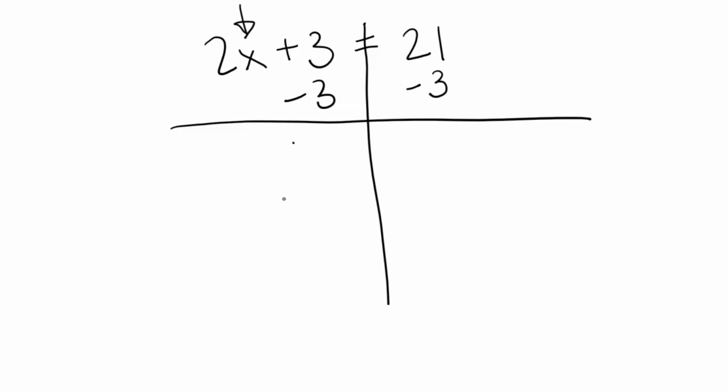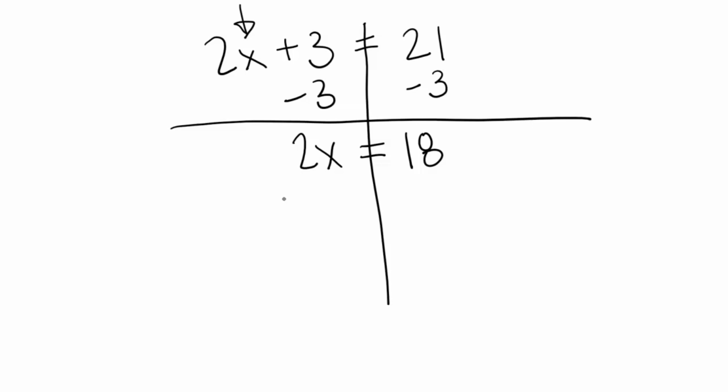I still have this 2x. And then the 3 minus 3 was 0, so we don't actually have to write 0. I'll just leave it off. So 2x equals, and then let's do this math, 21 minus 3, that would equal 18. Okay, so now we have 2x equals 18.